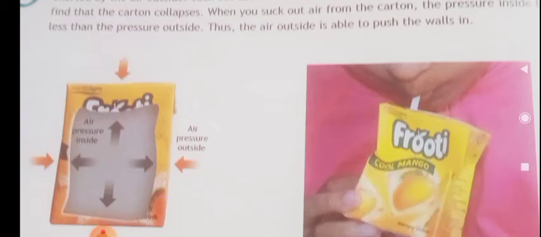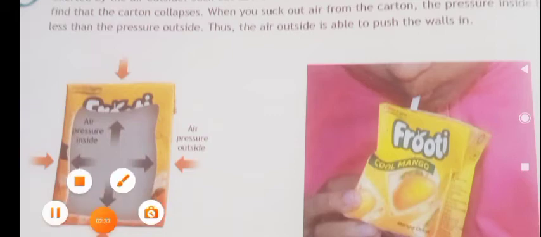Okay, children. That is why volcanoes erupt, because of the pressure present inside the volcano that makes it sprout out. Do you understand? Am I right, children? Yes. Do you understand? Yes. And also gases exert pressure equally in all directions.